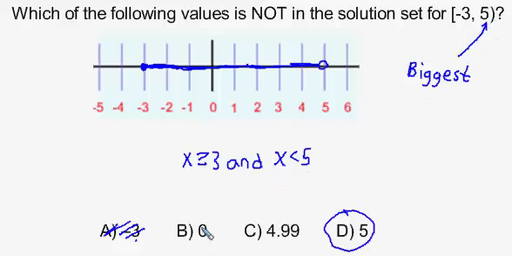Notice that 0 and 4.99, our other two choices, are part of the solution set. 0 is in the shaded region, and so is 4.99. In fact, you could put many, many 9s, 4.9999999, and it would still be part of the solution set. Any finite number close to 5 is part of the solution set, but 5 itself is not.